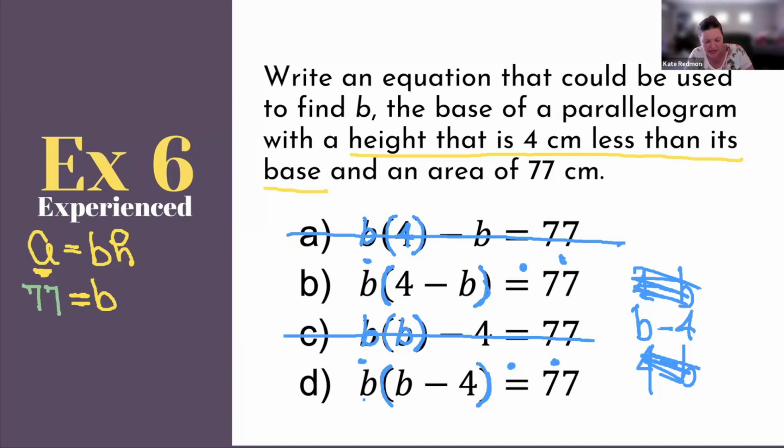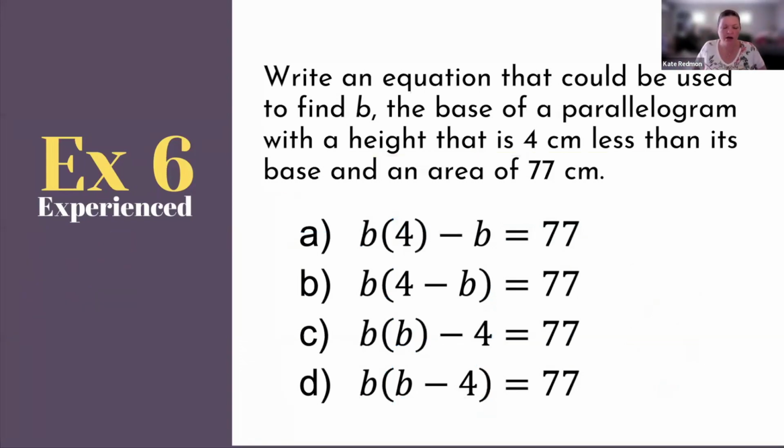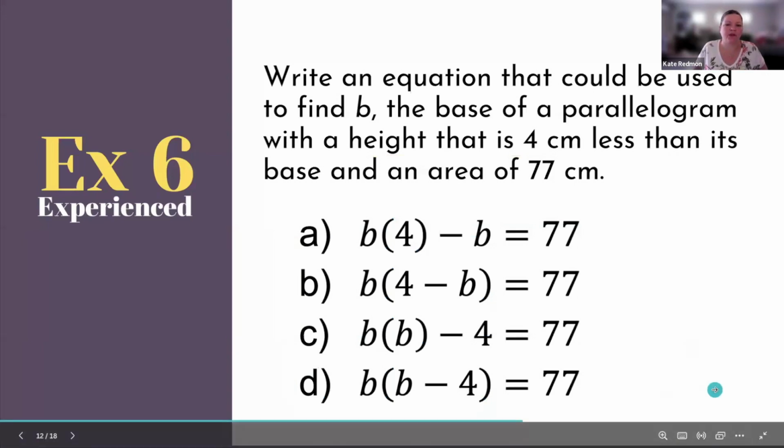And so this says, take the base and multiply it by the height. The height is 4 less than the base. And so that's why we have this B times B minus 4. All right, tricky. That's tricky.